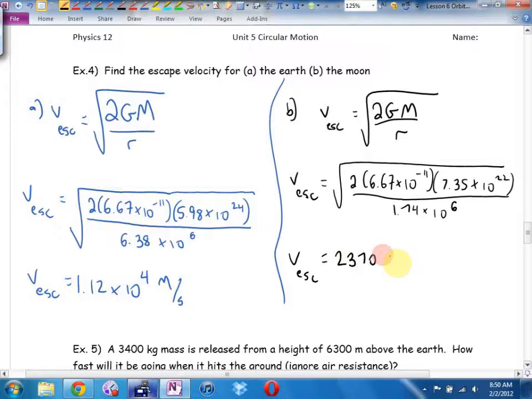So way smaller. Which makes sense, because are you lighter on the moon or heavier on the moon? If you're lighter on the moon, I would assume it would take less energy to leave its gravitational field, right? Hasn't got as strong a gravitational field.